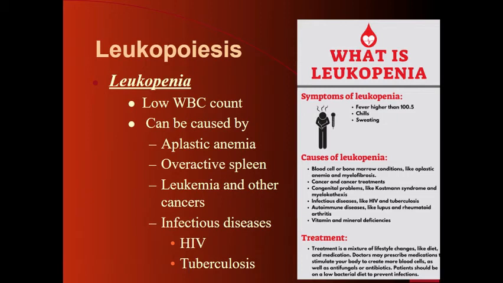Leukopenia, on the other hand, is a low white blood cell count, and this can be caused by aplastic anemia, where the bone marrow isn't producing white blood cells properly. It can be due to an overactive spleen, which is actually recycling them too quickly, leukemia or other cancers, or infectious diseases such as HIV or tuberculosis.